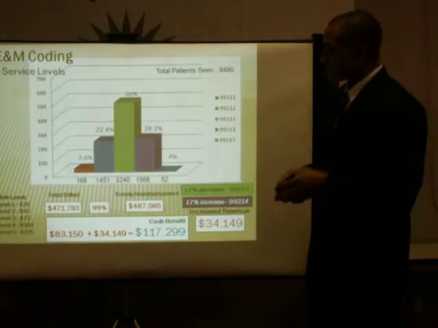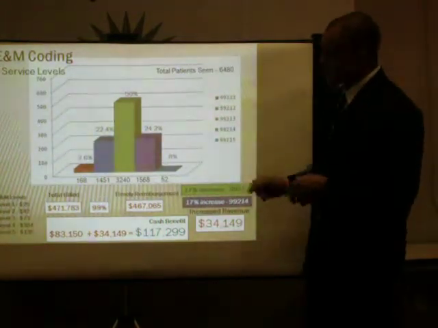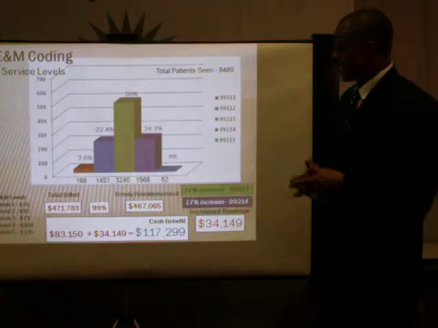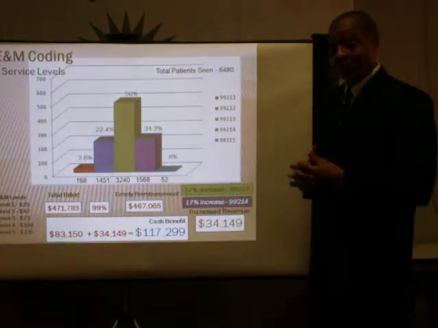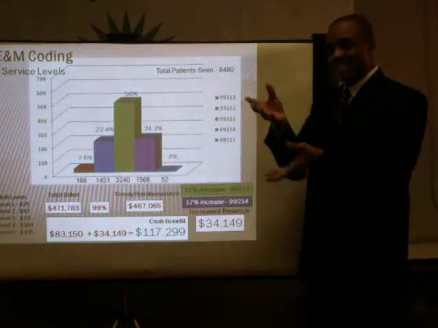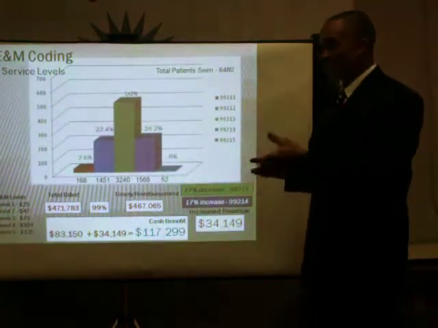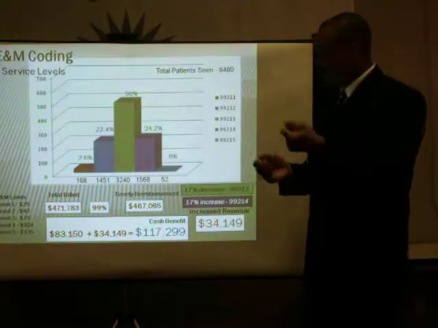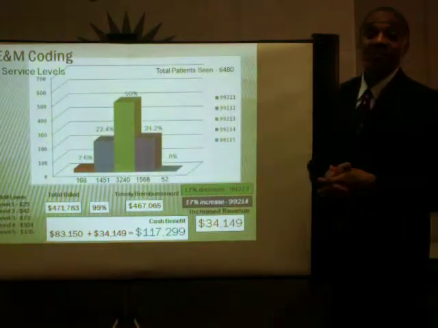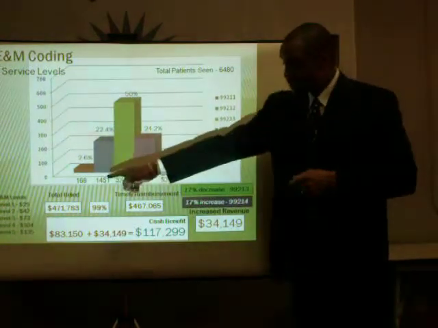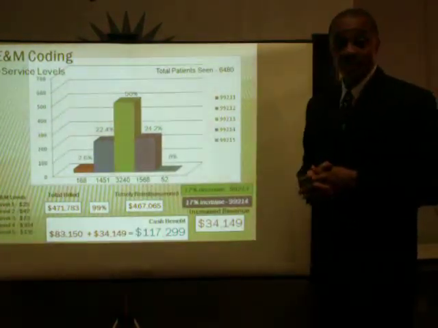In this case, we simply decreased our level 3 codings by 17%, and we increased our level 4 coding by 17%. And just by doing that, not any more work, just by coding properly and getting our levels correct, we just increased our revenue by $34,000. And I don't need to tell you that the numbers that we're using for these examples are pretty low.